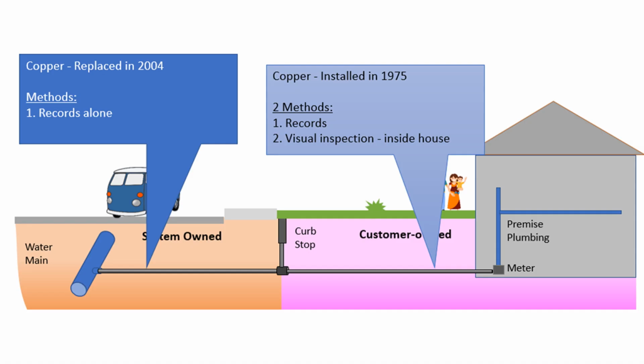Now let's continue across the spreadsheet to the customer-owned portion questions. For this side, we have records indicating that the copper line was installed in 1975. For lines installed prior to the 1991 Pennsylvania lead ban, we need to verify the record with a second method. Again, you can use the Sufficient Evidence for Non-Lead Job Aid for more information. Our example system conducted a visual inspection inside the basement of the house where the service line enters the structure and verified that the line is copper.